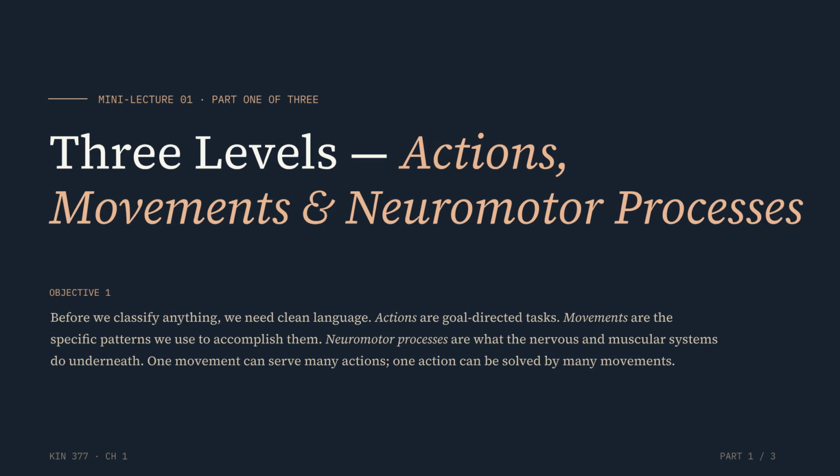The reason this matters, and it really does matter, is that different teaching and rehab decisions live at different levels. When a free throw goes in, that's an outcome at the action level. The elbow flexion pattern that made it go in is a movement level fact. The motor cortex firing that drove the elbow flexion is a neuromotor process. 3 levels, same shot. The chapter spends serious time on the many-to-one and one-to-many relationships between these levels, and on why we should think about them as a priority order for learning.